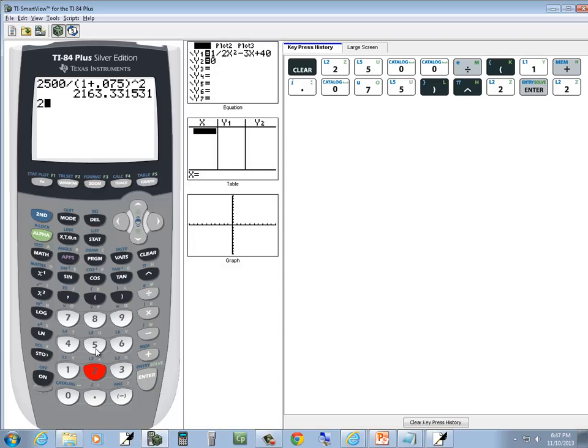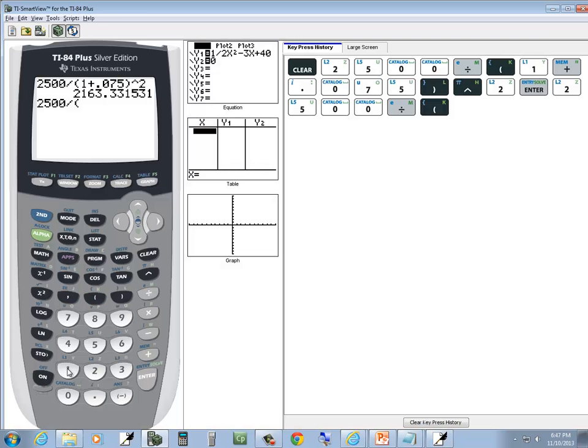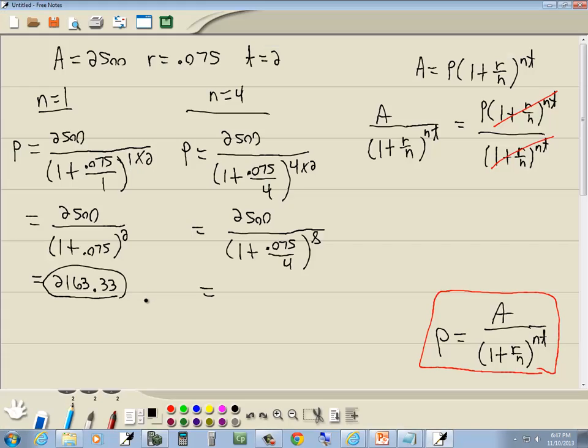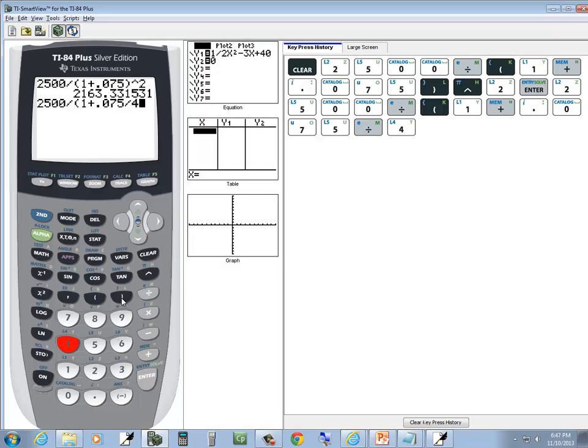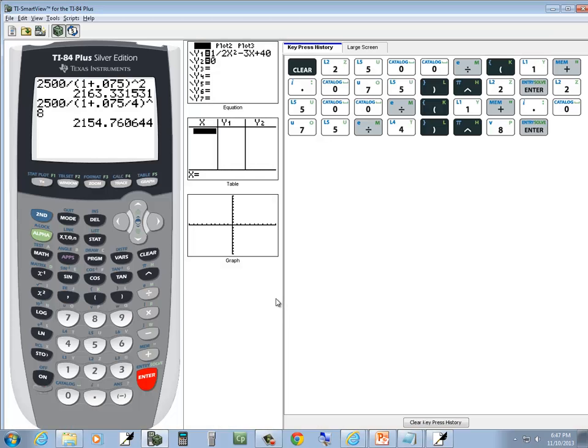So let's see, 2,500 divided by beginning parentheses 1 plus 0.075 divided by 4, close parentheses, caret 8. Enter. And we get $2,154.76.